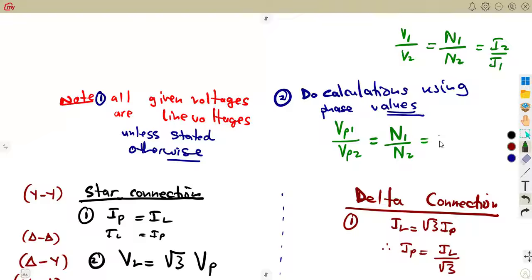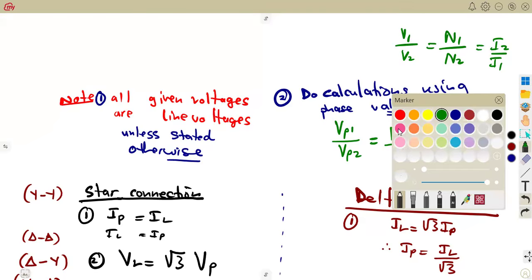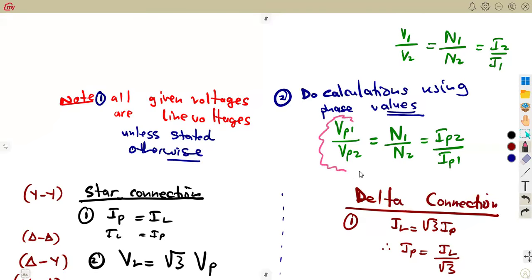We move on to the current. So this is the phase current 2 over the phase current 1, just like what we had, I2 over I1, but they are supposed to be phase values in calculations. When calculating, you're supposed to make your calculations in phase. So this is the only thing that you need. Nothing has changed from Electrotechnology N3, nothing has changed on this introduction.